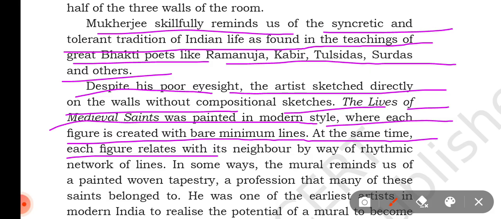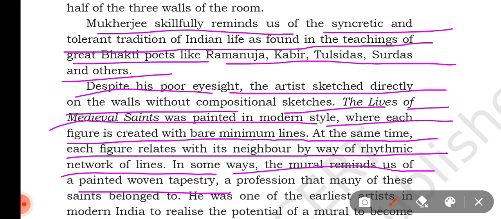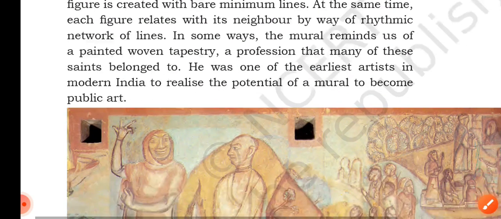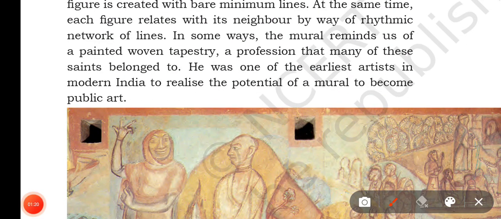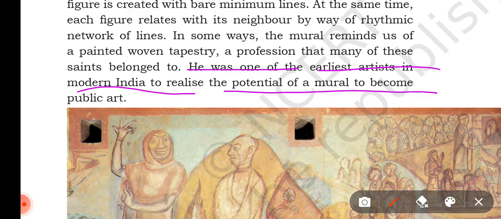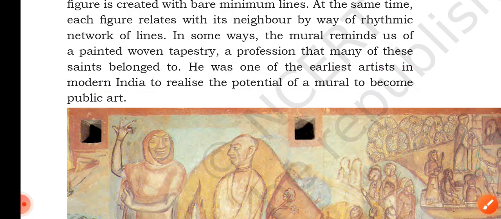At the same time, each figure is related to its neighbor by way of a rhythmic network of line. In some ways, the mural reminds us of a painted woven tapestry, a profession that many of these saints belonged to. He was one of the earliest artists in modern India to realize the potential of a mural to become public art.